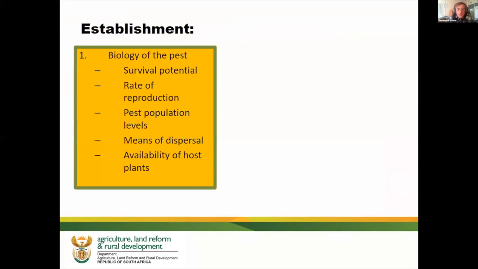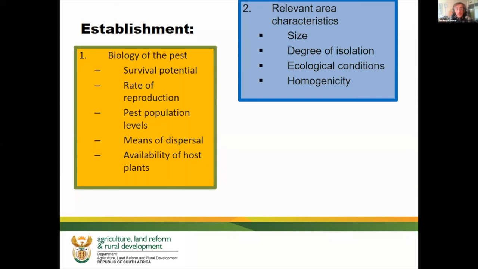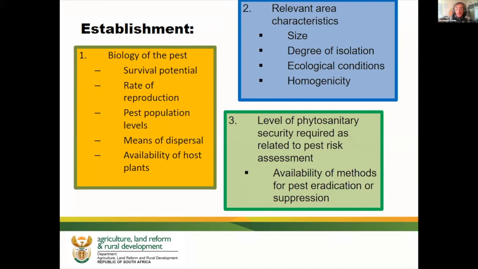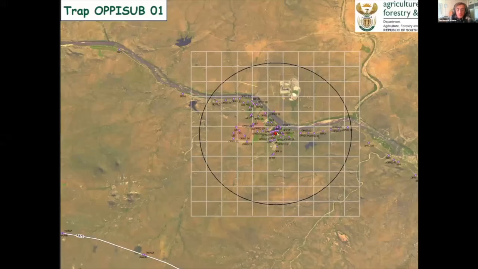So in terms of establishment, it's been said a lot, but we have to look at how the pest reacts, its biology, etc. And you also have to look at some of the generics of the area. How can you isolate the area? How can you protect the area? What is feasible, etc.? A lot has been said about that. And then phytosanitary security is important. So I'm not going to sit with that.